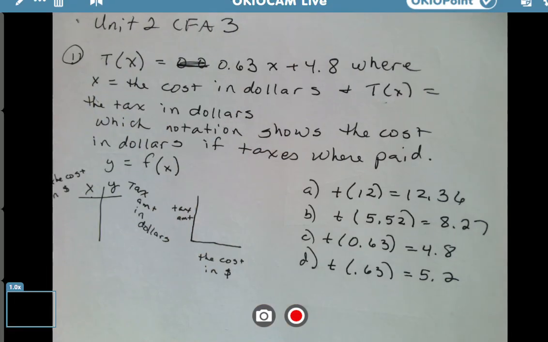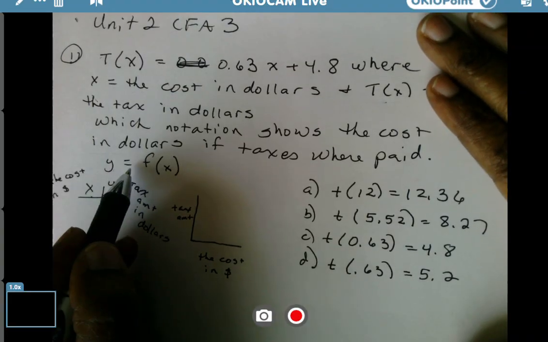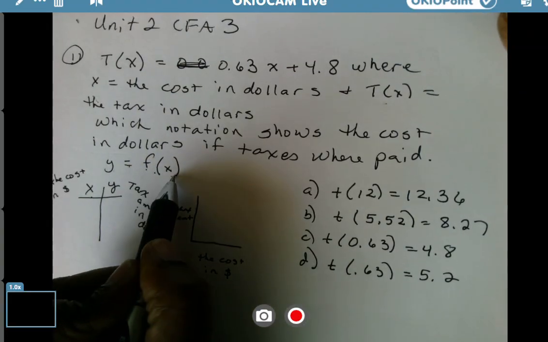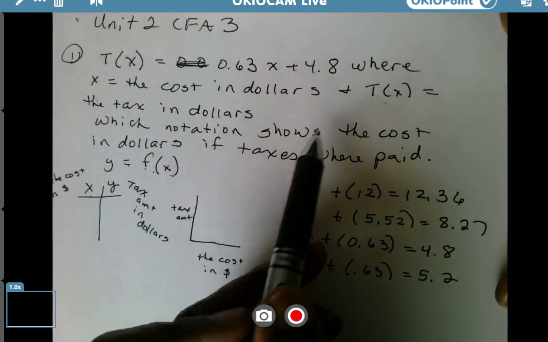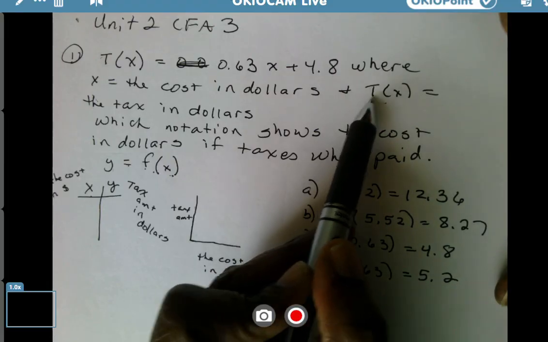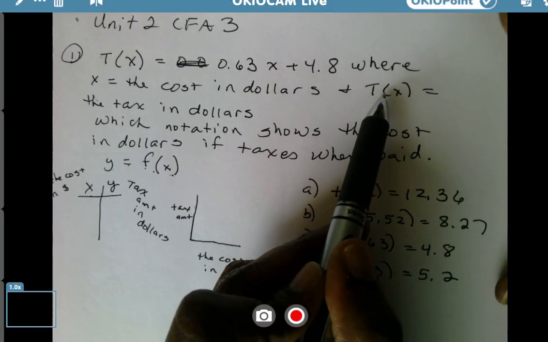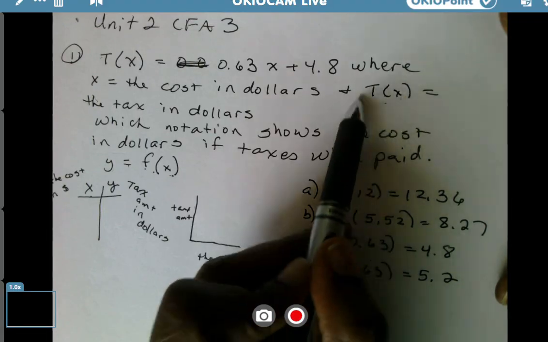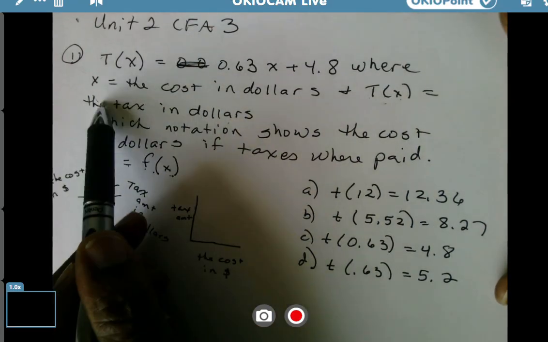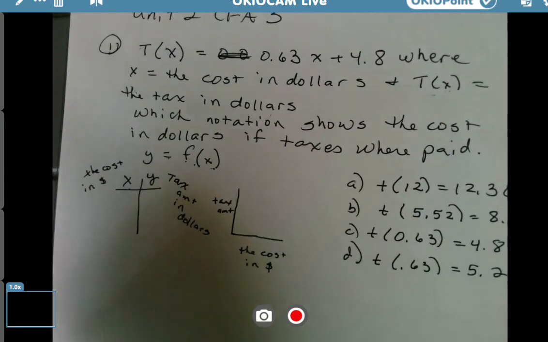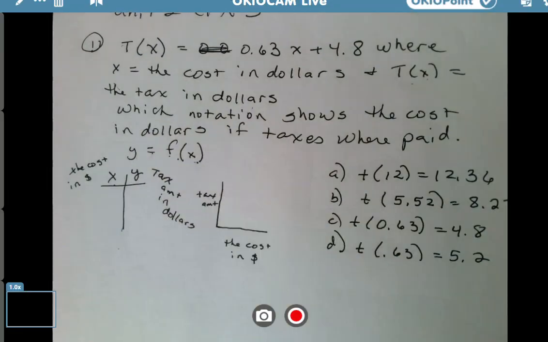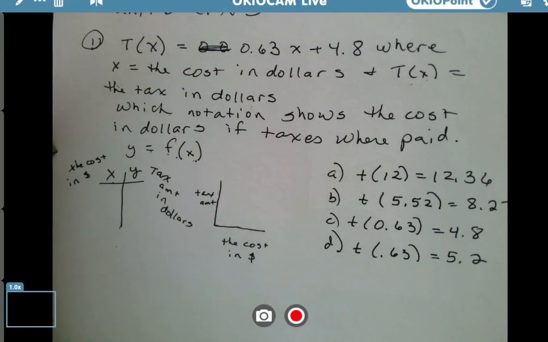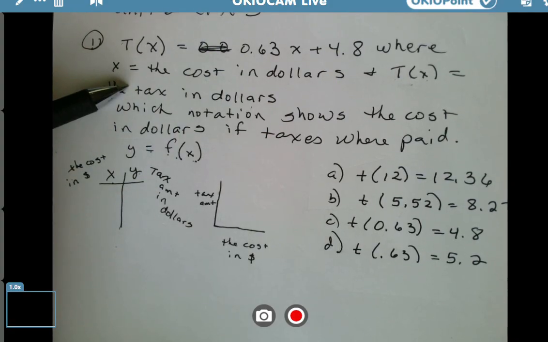Alright, so when I approach this problem, I want you to remember that y is a function of x. We talked about that at the beginning of the unit. They tell us that y, which is right here, taxes, is a function of x. So t of x is the taxes in dollars, x is the cost in dollars. So I created an xy table here, and I labeled that x is the cost in dollars, and y is the tax in dollars.